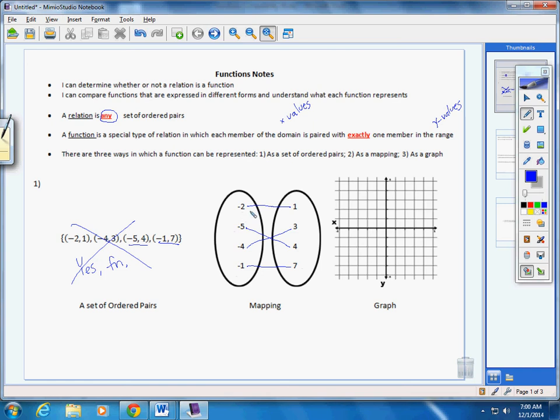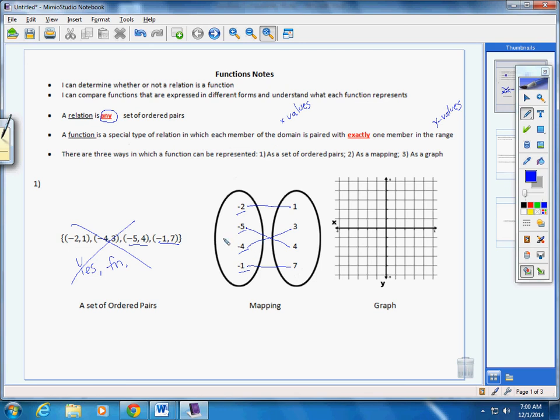You would tell me, well, since each of my domain values, my x's, these guys, only has one line coming from it, because each of my x's is only attached to one y value. Since each of my x's is only attached to one of these y values, guess what? This relation is a function.